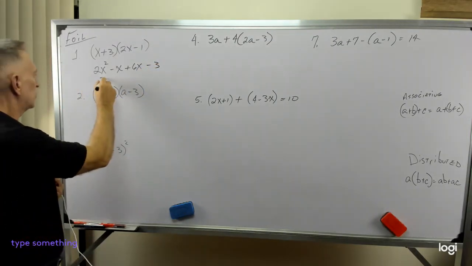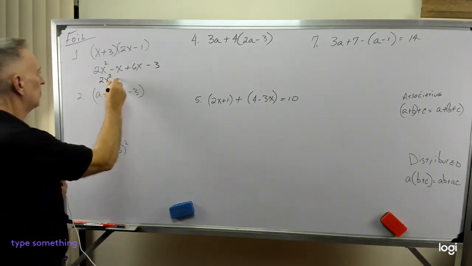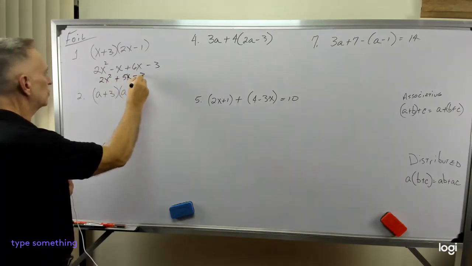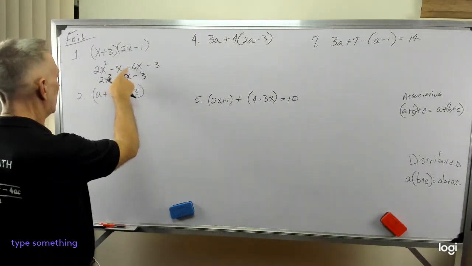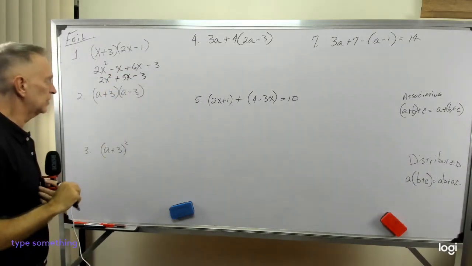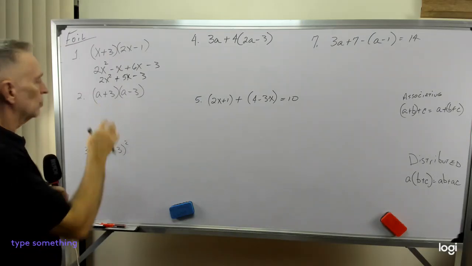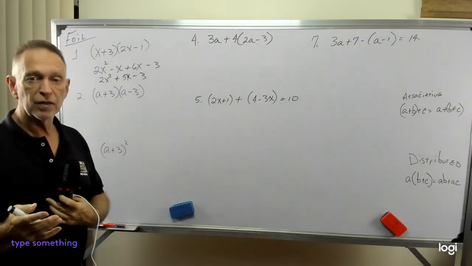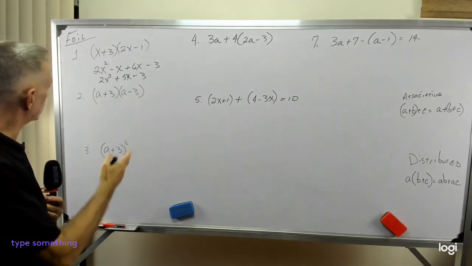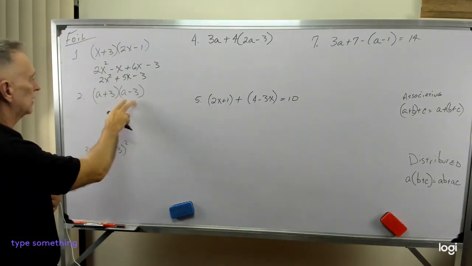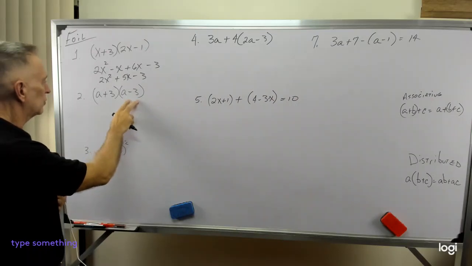and then a positive 3 times a negative 1 gives me minus 3. So now I have 2x to the second power minus x plus 6x minus 3. So a negative x plus a positive 6x gives me a positive 5x. So that's just one example of how the FOIL method works. So let's keep going. Now a plus 3 times the parentheses a minus 3.